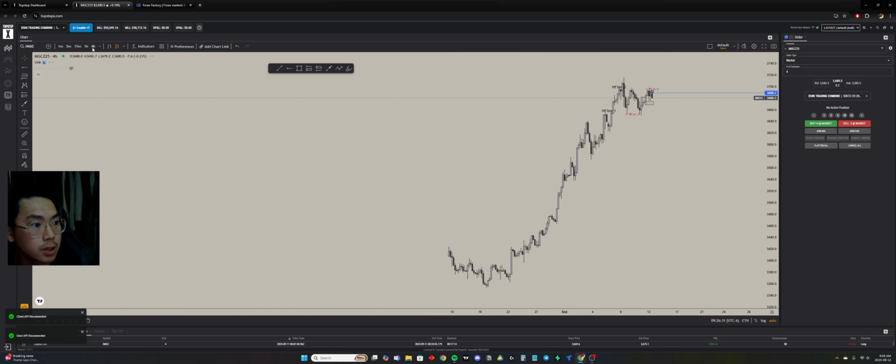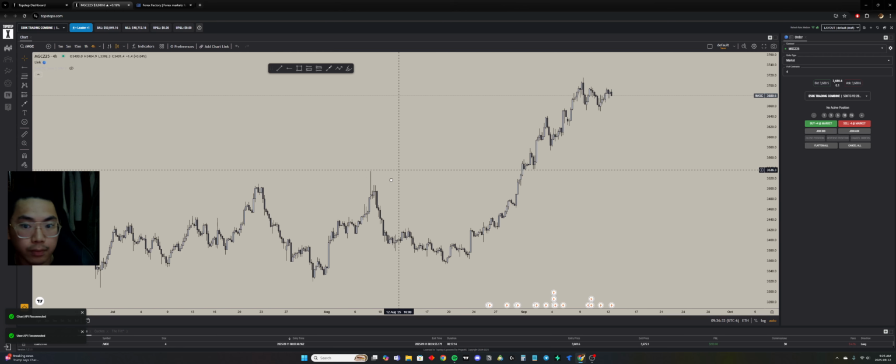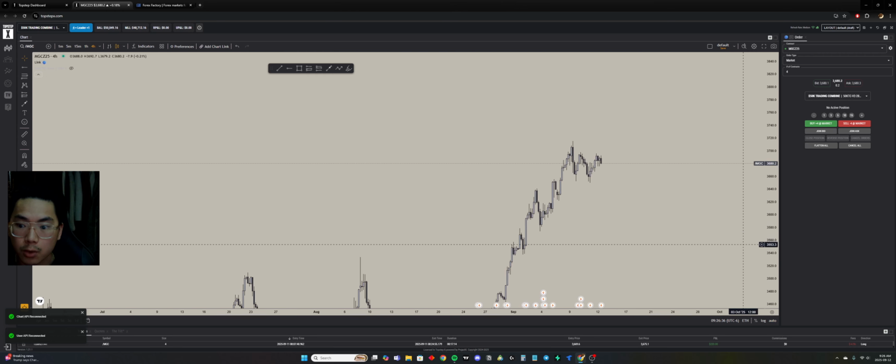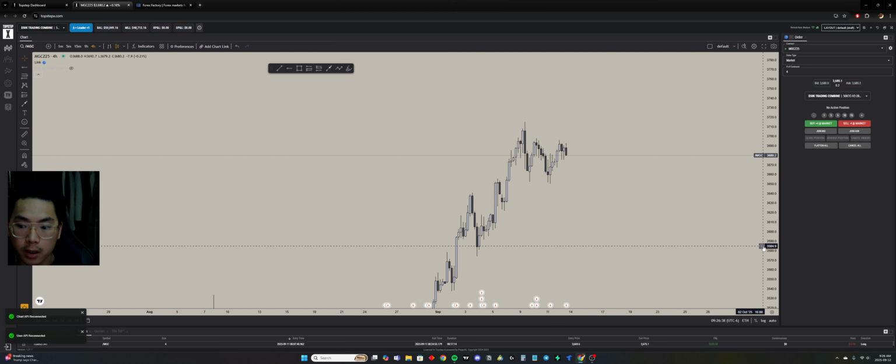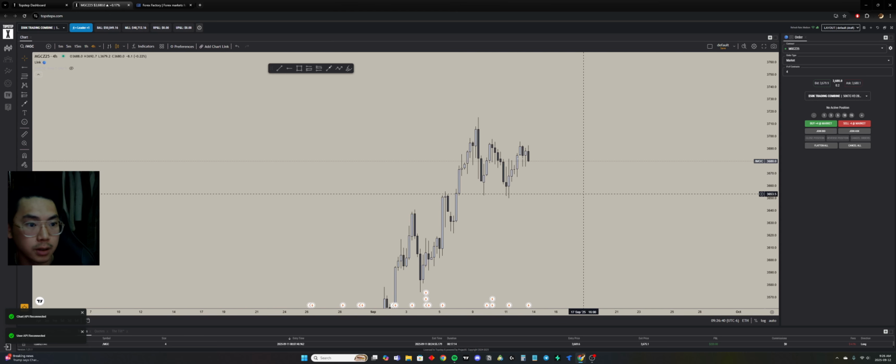I'll start from the top like always. So step number one, I want to identify the bias. Am I looking for longs? Am I looking for shorts today? To identify the higher time frame bias, I go on the 4-hour. Here are my most recent breaks.